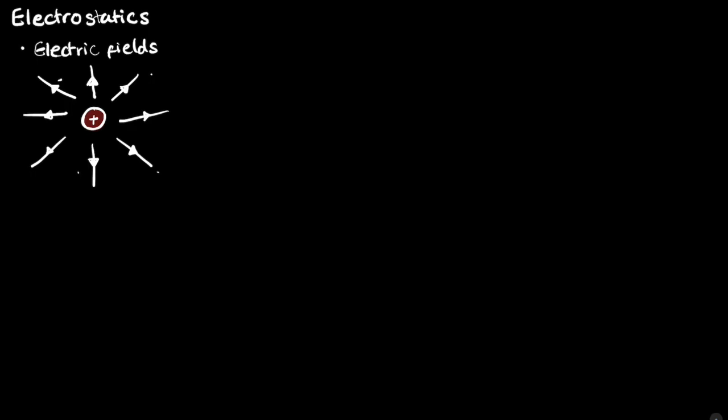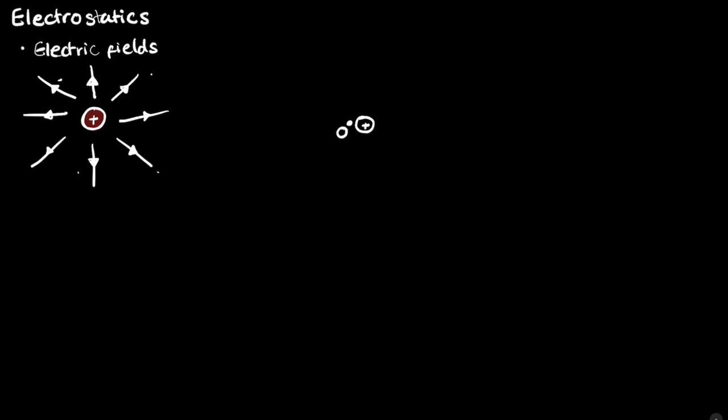So what we're going to do is label the origin right here. Here's our origin point, and let's say we have a point charge. When I say point charge, I basically mean that the charge is very, very small. The dimensions of the charge are completely irrelevant. So we're going to have some positive point charge at the center of our coordinate system.